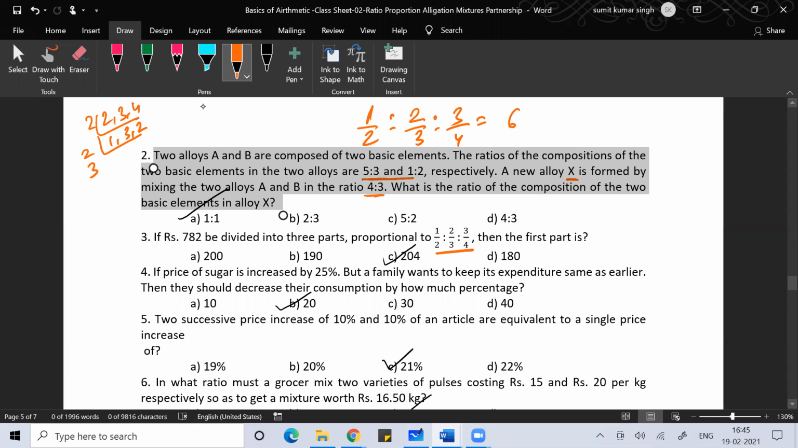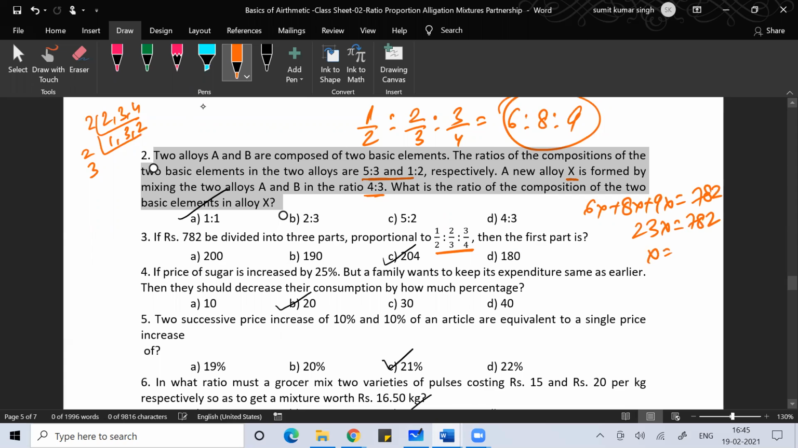So 12 divided by 2 is 6, 12 divided by 3 is 4, 4 2s are 8, and 3 3s are 9. So you can write them in the ratio 6 is to 8 is to 9. So 782 rupees is divided into these three parts, 6 is to 8 is to 9. So you can take those three parts as 6x plus 8x plus 9x is equal to 782. So 6 plus 8 plus 9, 23x is 782.